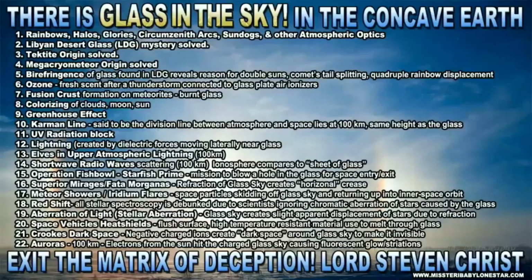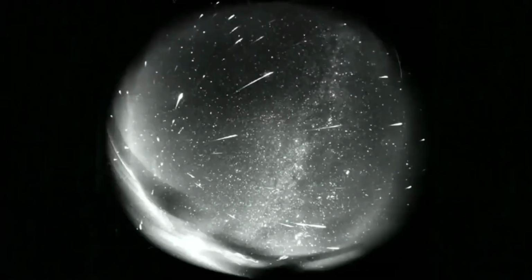Number 17. Meteor showers, iridium flares. That's all it is, guys. It's the cyclical skidding of inner space debris, particles skidding, creating streaks. There's also a term called triboluminescence. When you rub quartz together, or you rub a rock against quartz, it will light up. So when you see shooting stars, meteor showers, it's because they're skidding across the glass sky. That's all it is, guys.